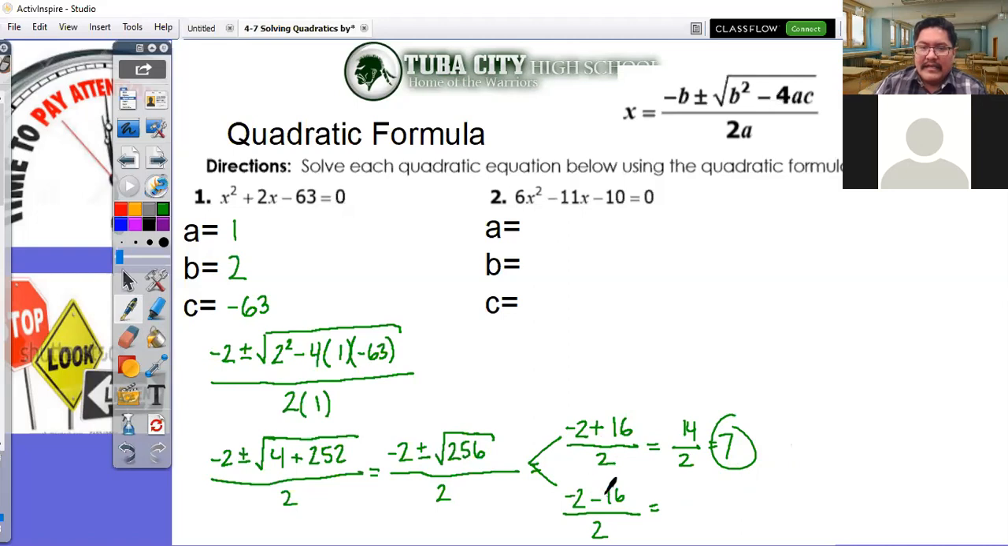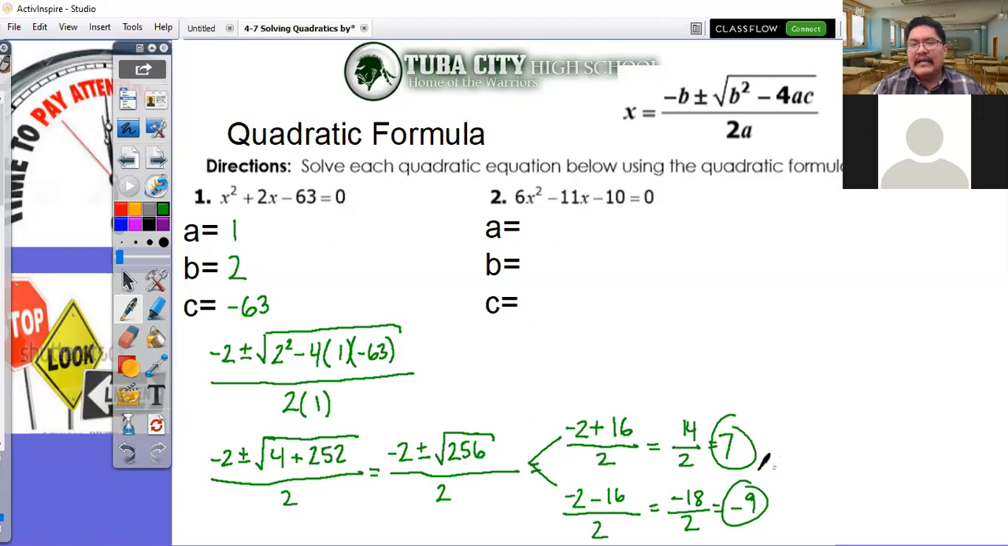And then here I have 2 negatives. So remember, in this case, if there's 2 negatives, they're going to combine to make a bigger negative. So in this case, I have negative 18 over 2. So 18 divided by 2 would be 9. I don't know why I needed a calculator for that. And that would be our second solution.